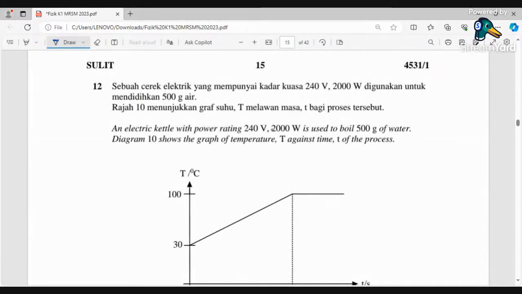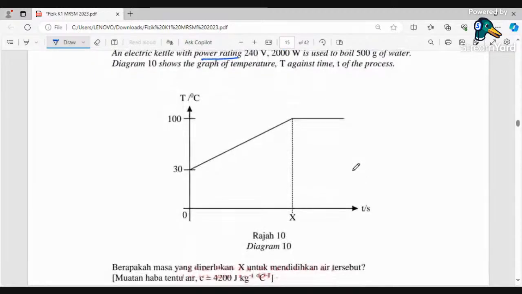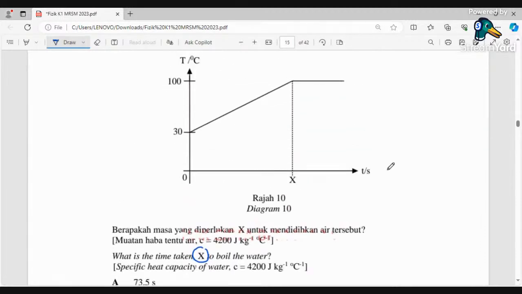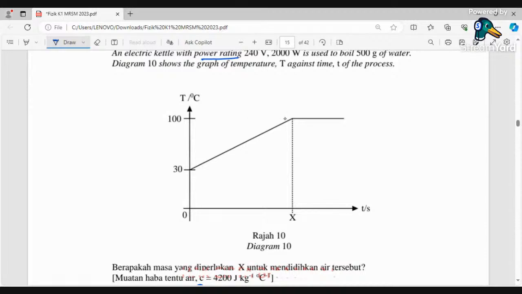Electric kettle power rating. Ini ialah voltage, ini power. Mass 500 gram. Soalan, what is the time taken X to boil the water? Okay, sampai sini berapa time taken? Okay, so amount of heat absorbed. Here you can see there is change in temperature.